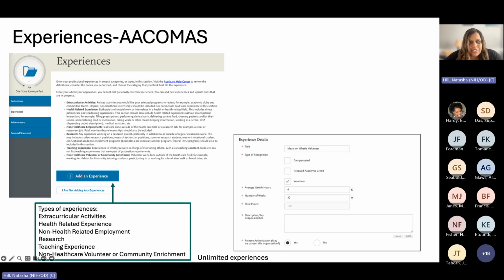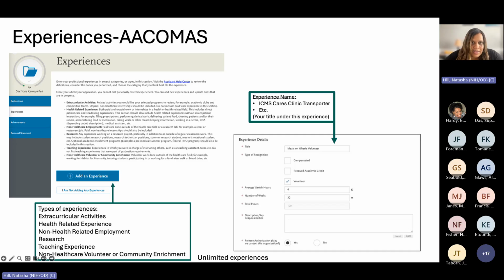And so once you select what type of experience it is, you're going to complete the drop box that comes up. So the experience name, you may consider ICMS Cares, Clinic Transporter, Meals on Wheels Volunteer, whatever the experience name that you want to list there, please fill it in. And then you're going to select whether you got paid, were you compensated for this activity? Did you receive academic credit, so something that you used to complete some of your undergraduate coursework, or were you a volunteer, unpaid experience, right?